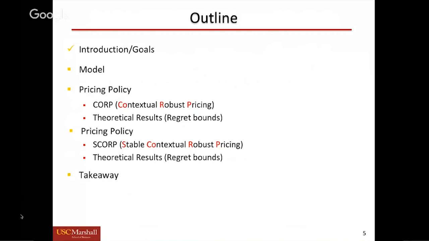So this is the outline of the talk. I will go with the model, and then we discuss two pricing policies. One of them is called CORP, the acronym for Contextual Robust Pricing. And the second one is SCORP. These two are defined for different settings. And I will conclude with the takeaway messages.